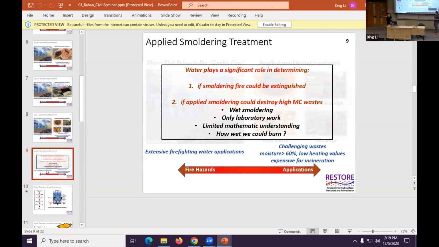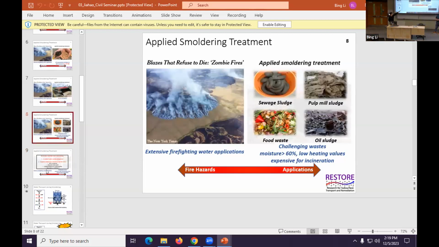So basically in the field, we cannot control the moisture. But in this material, we can control the moisture. So now we focus on ex situ treatment. We take the material from, for example, wastewater treatment, like the sludge. We can control the moisture before we apply the smoldering.